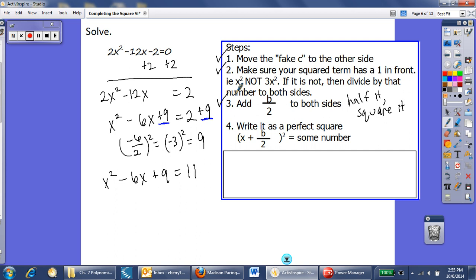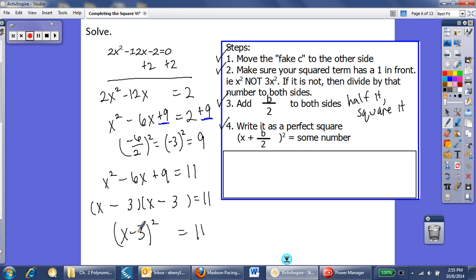Step 3 is done. Step 4, it says write it as a perfect square. So let's rewrite this part using two sets of parentheses. So this is an x, and an x would give me x squared. 9 is 3 times 3, and I need to put two minus signs here in order to get the middle term of negative 6x. The 11 I'll bring down. Now I need to write it as a perfect square, so this is x minus 3 squared, since there's two of them, equals 11. Step 4 is done.